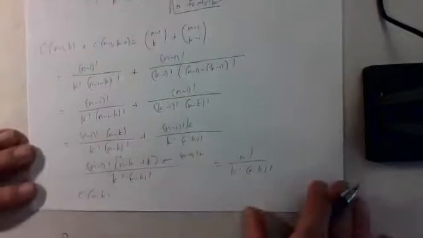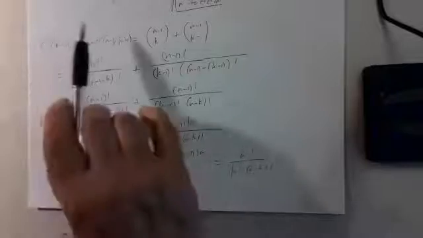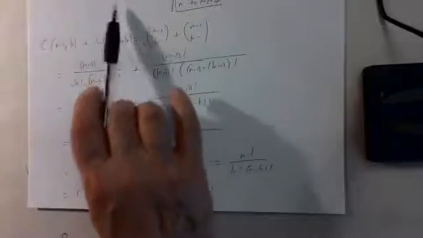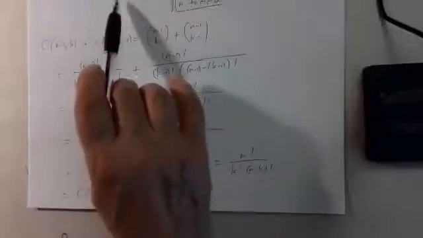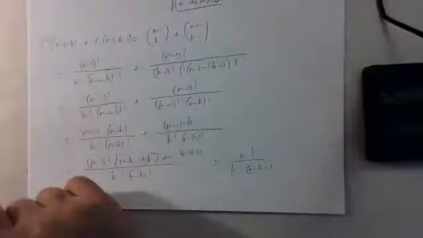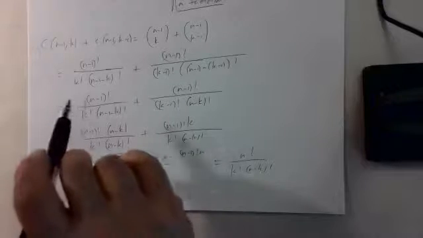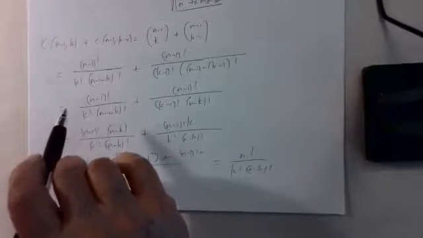So if you know what the binomial coefficient is, and this is often done in calculus or pre-calculus, then you can prove this identity just from the explicit formula for the binomial coefficient.